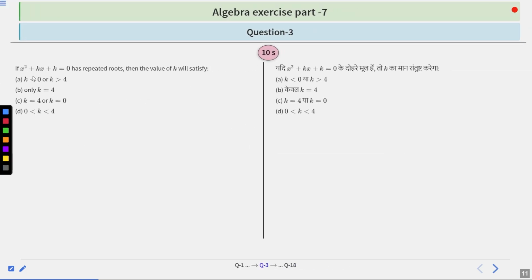Next, if x² + kx + k = 0 has repeated roots, then the value of k will satisfy the following. The options are option A, k < 0 or k > 4. Option B, only k = 4. Option C, k = 4 or k = 0. And option D, k > 0 but k < 4. These are the options, and you have 10 seconds to find out the correct answer.